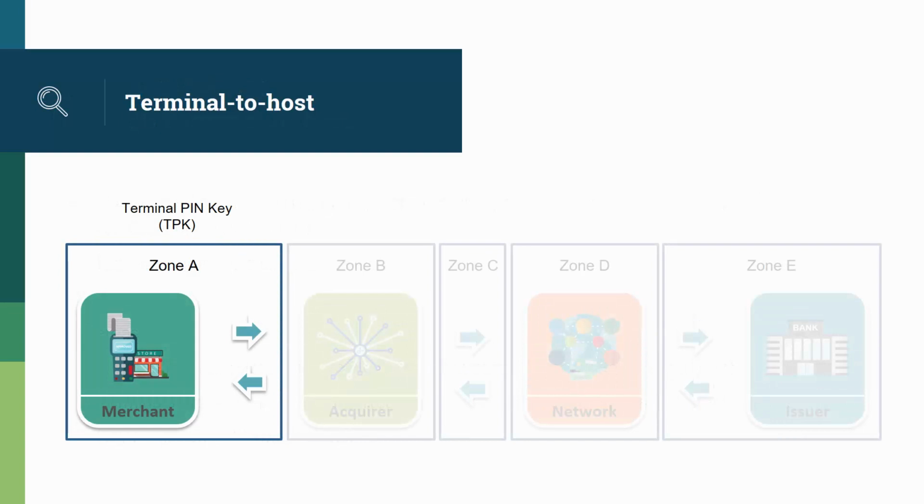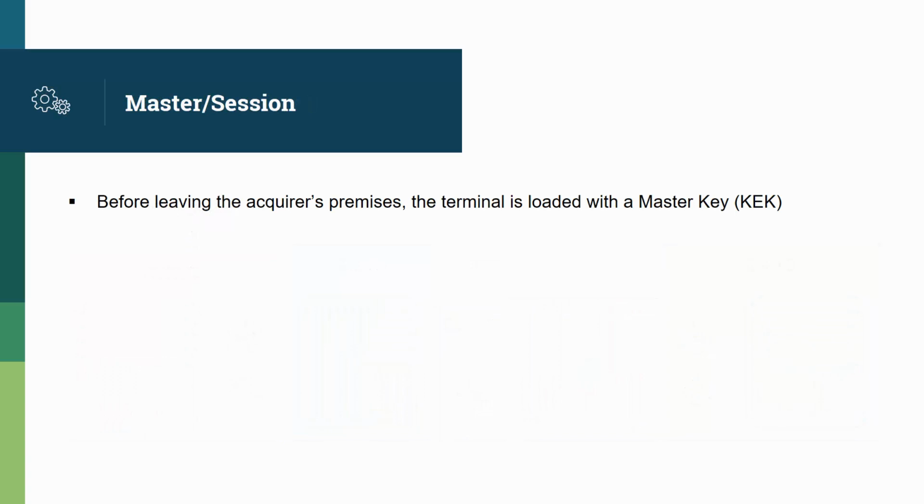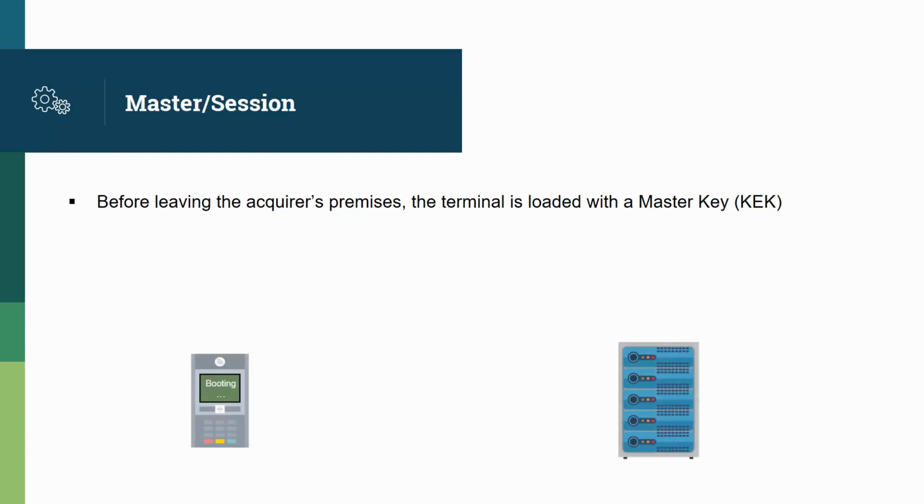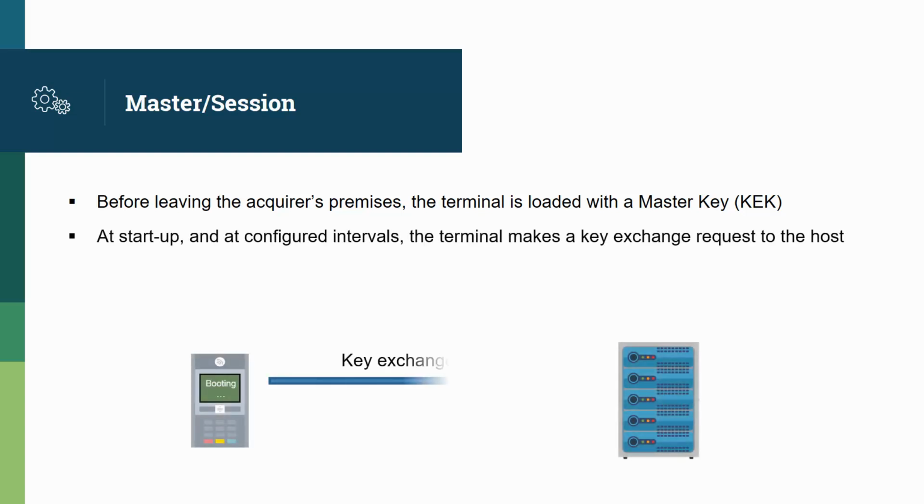Let's start with terminal-to-host online PIN management. There are essentially two methods that are being used with terminals. Those are master session and DUKPT. Let's start with master session. Before leaving the acquirer's premises, before being given to a merchant, the terminal is loaded with a master key, which is a key encryption key. After it starts its useful life, when it's operated, the terminal makes key exchange requests to the host. This happens at startup and at configured intervals, which can be after reconciliation or after a certain number of transactions have been processed. This is really up to the acquirer.